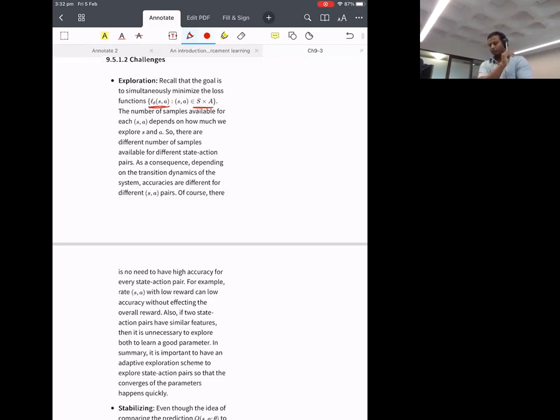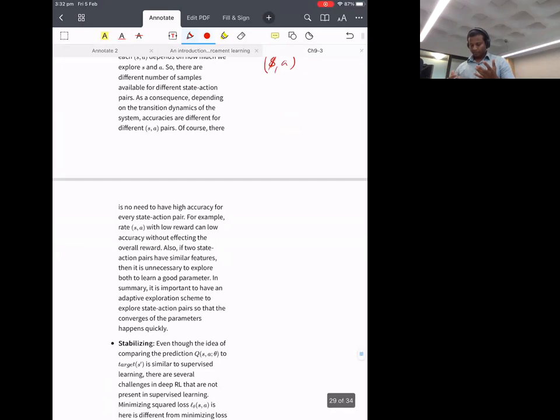But one key thing is that whatever policy or adaptive scheme you're using, you would like to give less importance to the state action pairs which have smaller Q values. Also, they appear rarely in the game, or in the process. So you don't want to put so much accuracy there. So that's one thing an adaptive method has to take into account.